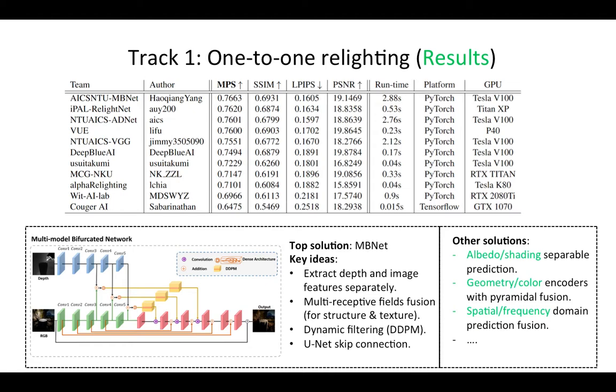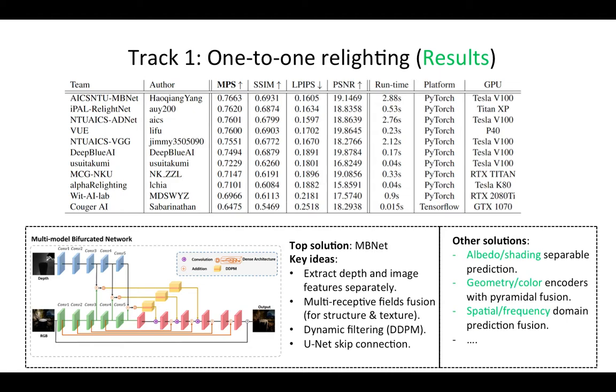The top solution is MPNet. The key ideas used by the authors are to extract depth and image features in 2 separate subnetworks. To extract both structure and texture information, a multi-receptive fields fusion is used, coupled with a novel dynamic filtering technique. This enables an integration of high and low-level features from both networks in a gradual manner. And the authors rely on UNet-like connections to reconstruct the final output.